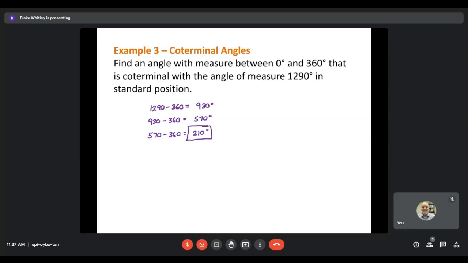So anytime you're looking for an angle that's between two angle measures, usually they're going to ask you for something between 0 and 360 because that's a full revolution. You're either going to have to add 360 or subtract 360, and sometimes you'll do it multiple times depending on how large or how small the given angle is.